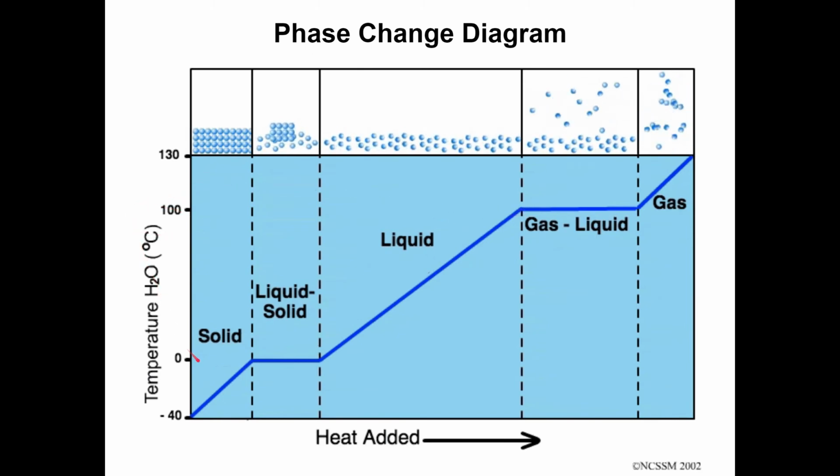So this must still be referring to water. But for other materials that are not water, these numbers will be different, and eventually you'll even see phase change graphs that have numbers on the x-axis. But for now, we're just simplifying. Okay, so that's what a phase change diagram is.